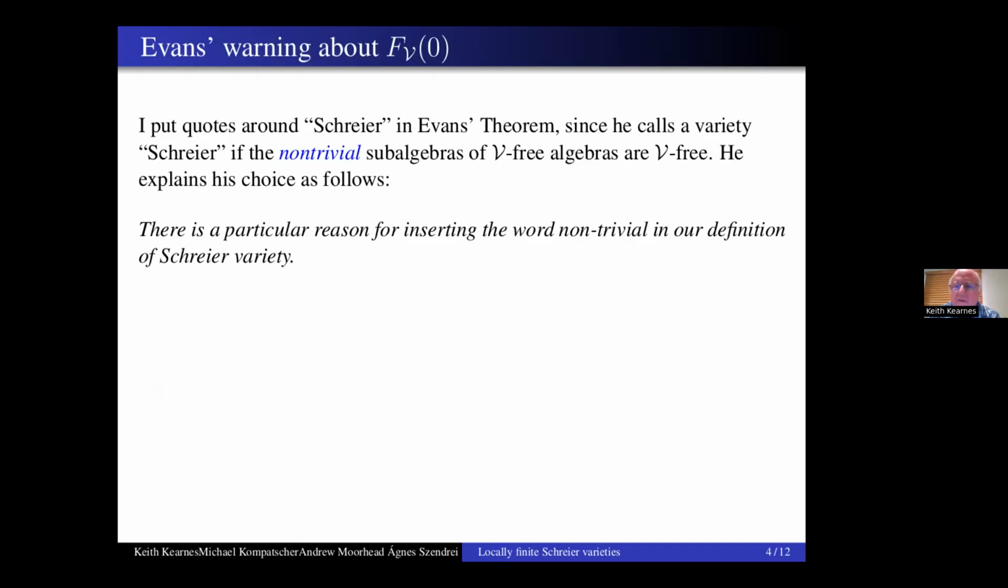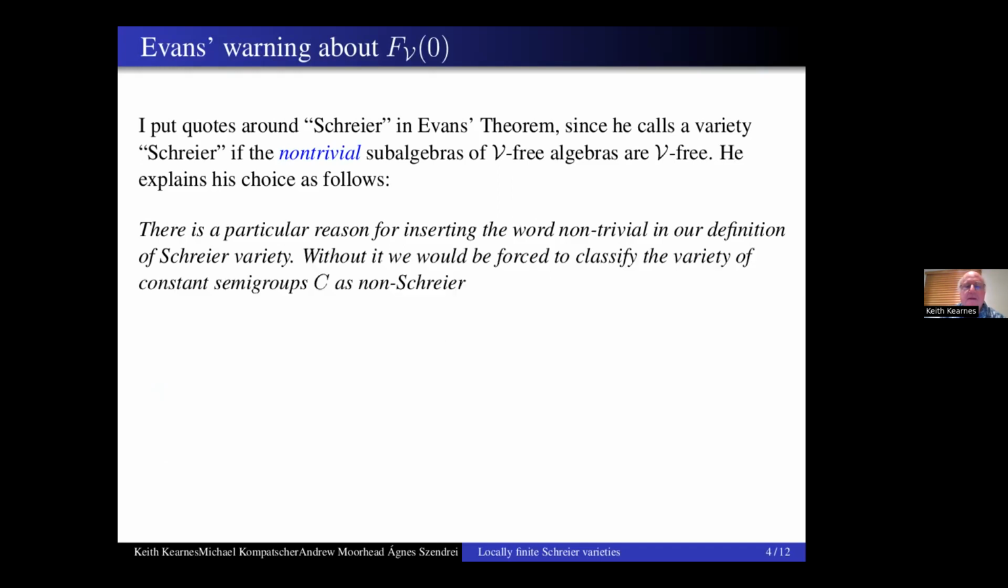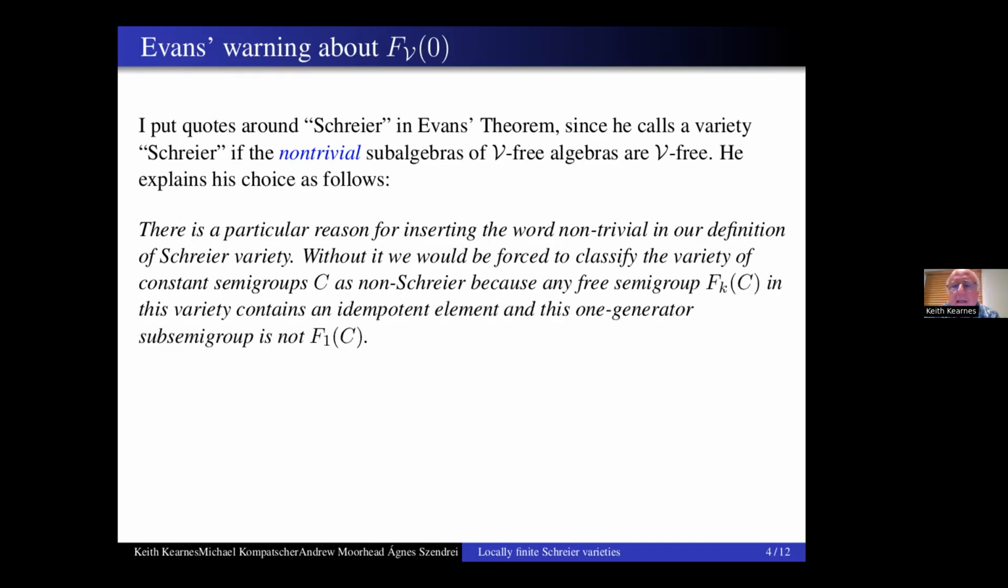There is a particular reason for inserting the word non-trivial in our definition of Schreier variety. Without it, we would be forced to classify the variety of constant semigroups as non-Schreier. This is the variety of all semigroups with constant multiplication. Because any free semigroup in that variety contains an idempotent element that is the image of the multiplication map. It's a constant multiplication. Pick the element that is the image of multiplication. Idempotent here just means one element sub-semigroup.